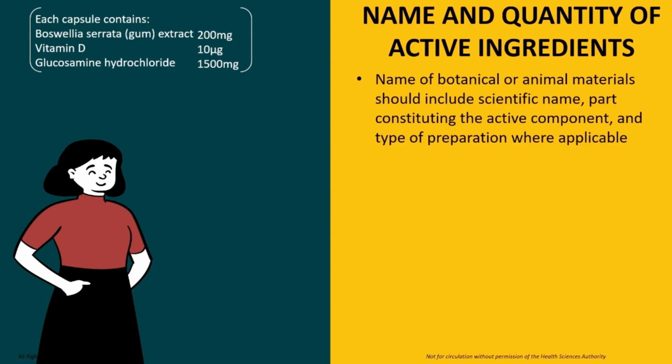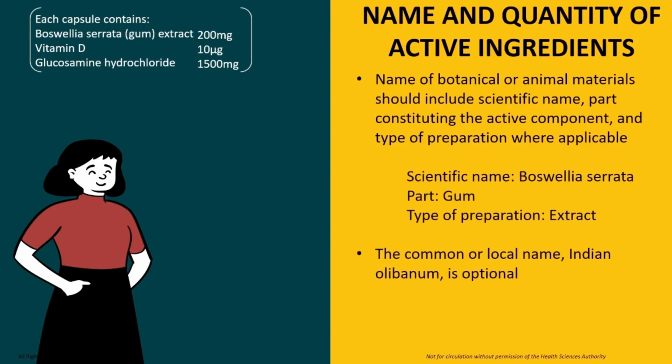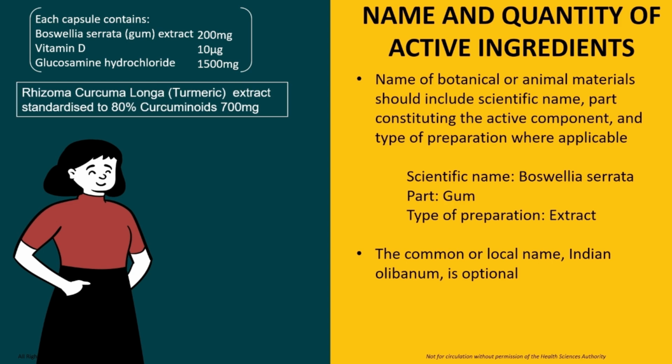Our product contains an extract from the gum of Indian olibanum. Including the common name Indian olibanum is optional, but the scientific name Boswellia serrata, as well as the plant part, gum, must be stated on the label. To give another example, certain herbal ingredients are standardized to specific components. For standardized rhizome of Curcuma longa, the plant part is expressed as rhizoma, and the standardized extract information can be specified as 80% curcuminoids.